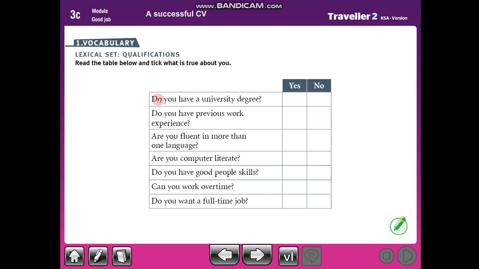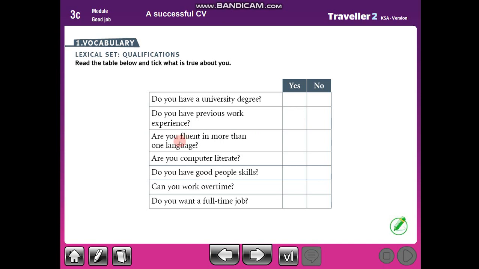For example, do you have a university degree? I think and I'm sure you haven't a university degree, so you will choose no. Do you have previous work experience? If you have work experience, you will tick yes. If you haven't any work experiences, you will tick no.